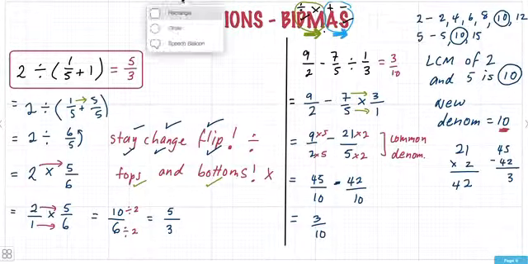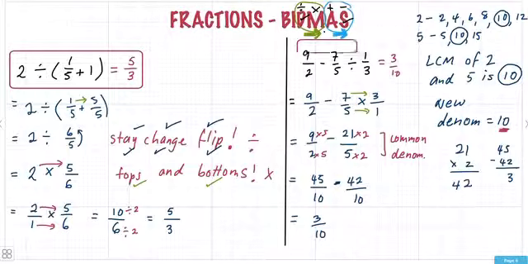So for that last question, 9 over 2 minus 7 over 5 divided by a third, the answer is 3 tenths.